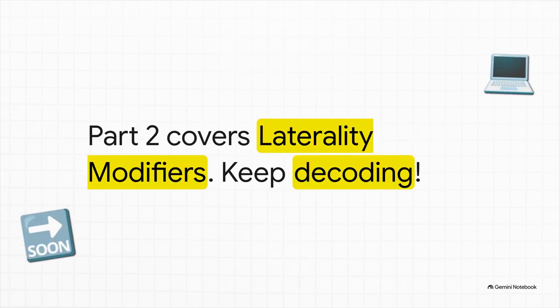We've built a really solid foundation today, but we are just getting started. In Part 2, we are going to dive headfirst into the often confusing world of laterality modifiers, breaking down exactly when you should be reaching for LT, RT, 50, 59, and XE.